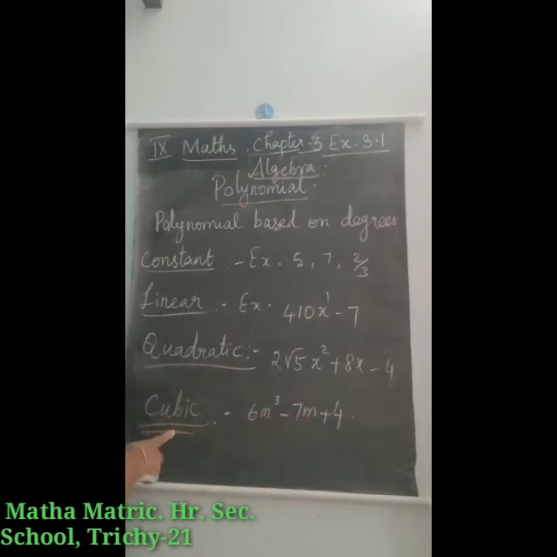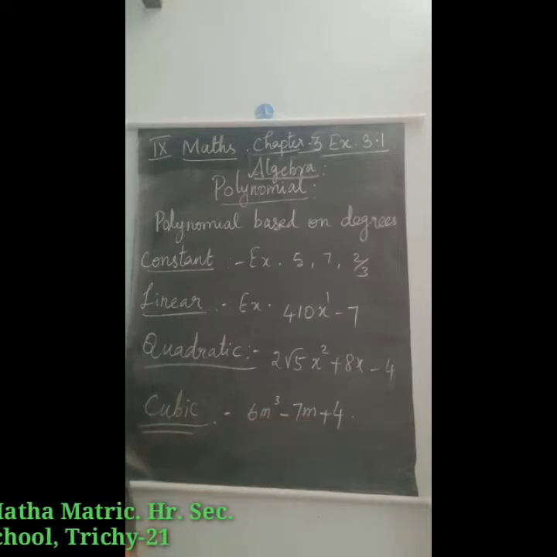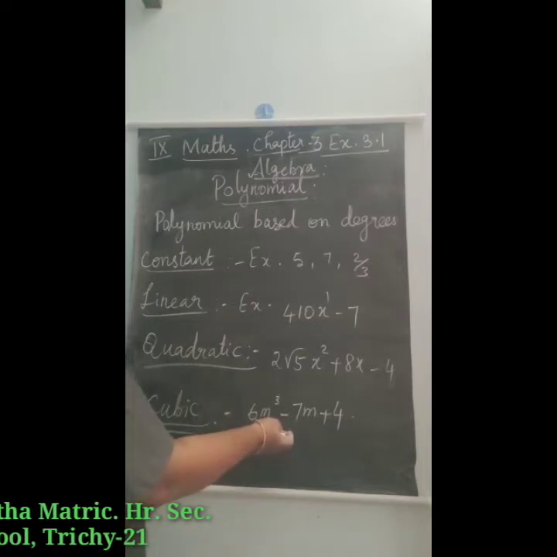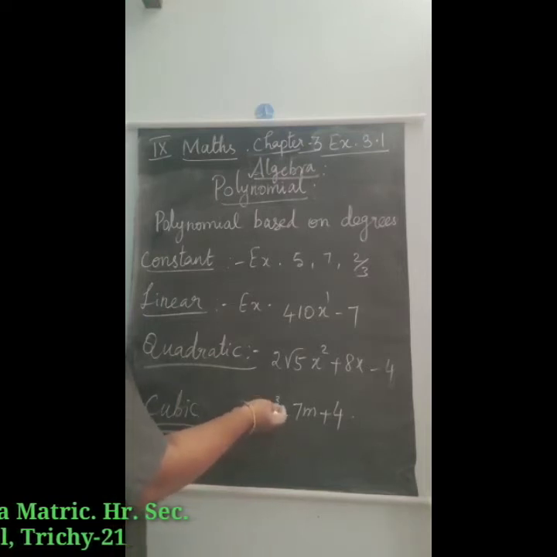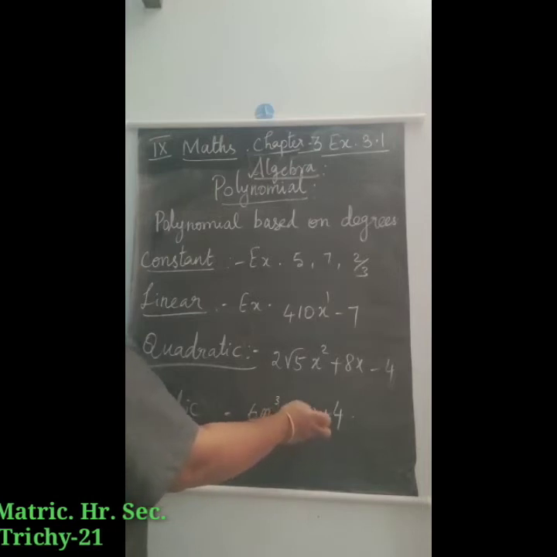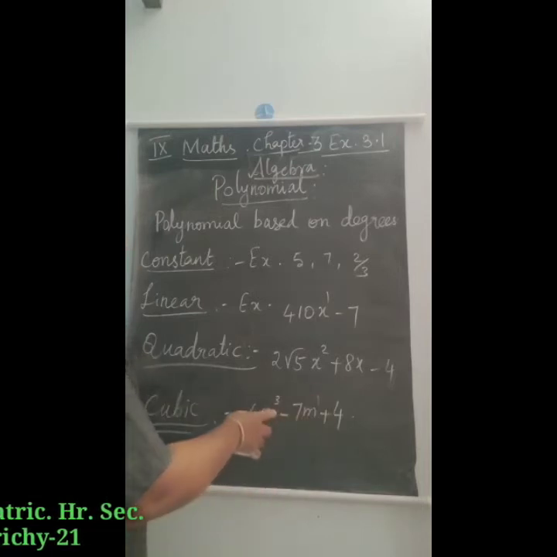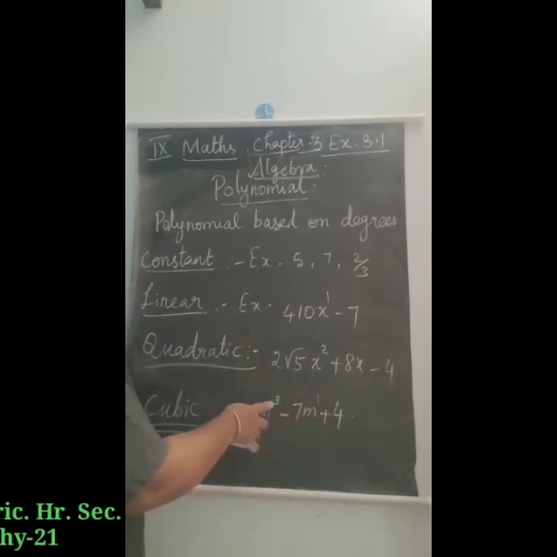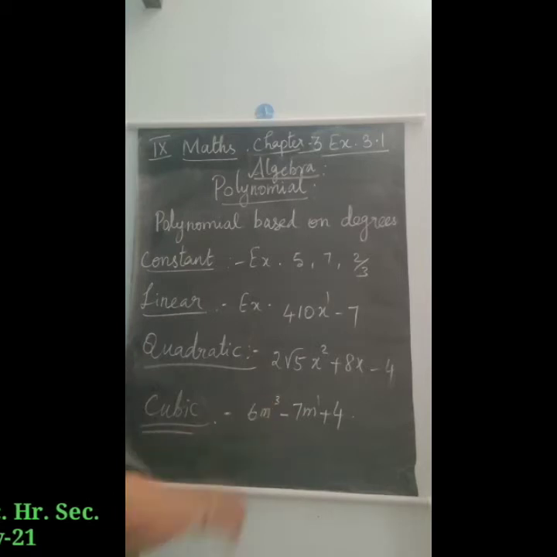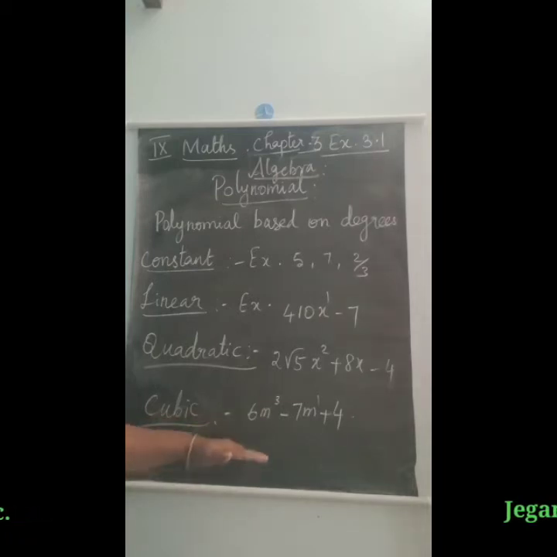And then cubic polynomial. What is cubic polynomial? In this polynomial, the degree is 3. What is the highest power? m power 3. So 3 is the degree of the polynomial, so it is called cubic polynomial. A polynomial of degree 3 is called the cubic polynomial.